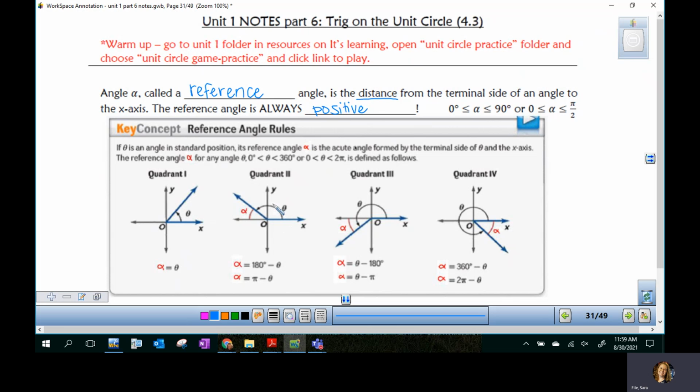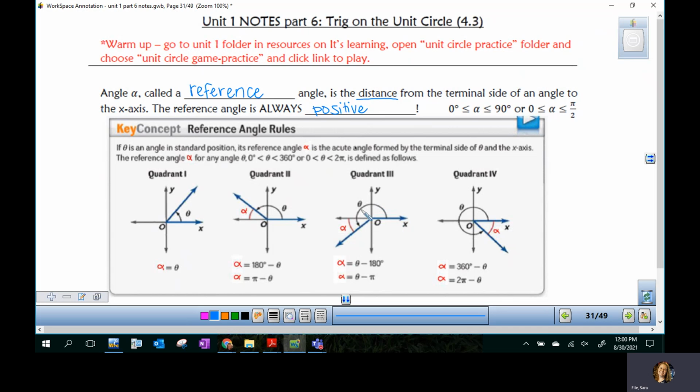But once you go into quadrant 2, you can see we have this obtuse angle theta. The reference angle is now over here because the terminal side is closer to the negative side of the x-axis. Okay, so your reference angle can be found by doing 180 minus theta, the original angle. Or if you were in radians, that would be pi minus theta.